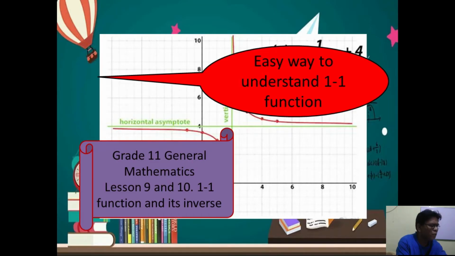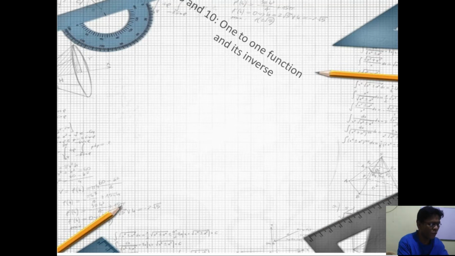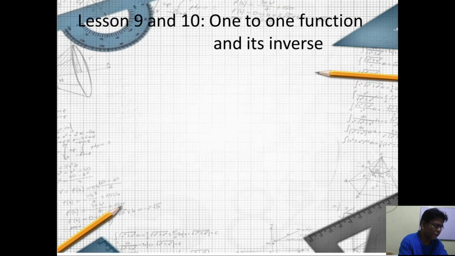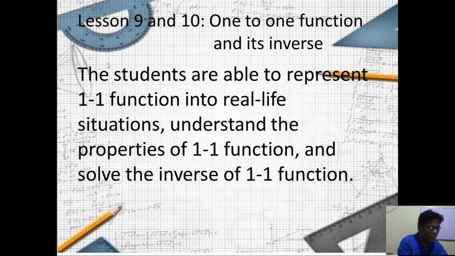Okay, good day, students. Today we discuss the one-to-one function and its inverse. After the discussion, the students are able to present one-to-one functions in real-life situations, understand the properties of one-to-one functions, and solve the inverse of a one-to-one function.